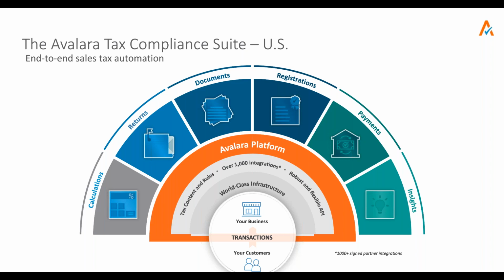Which form? The ST100, the NY104. You take that information, you populate that into our software, and then it's an automated solution moving forward. And then the filing, the payments as well. So we remit the payments to the states and local jurisdictions on your behalf.